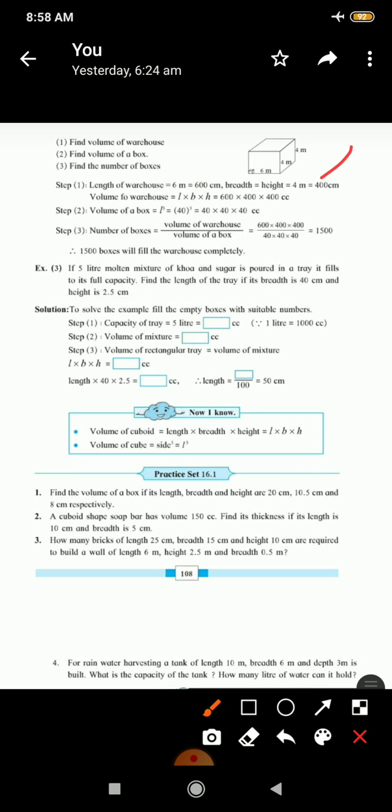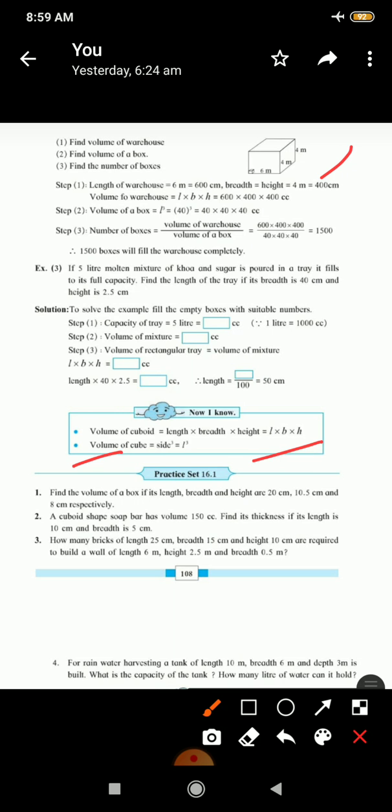So now I know that the volume of a cuboid is equal to length into breadth into height, that is L into B into H, and the volume of a cube is equal to side cube, that is L cube. So you have to learn these formulas. Now let us go to practice set 16.1.